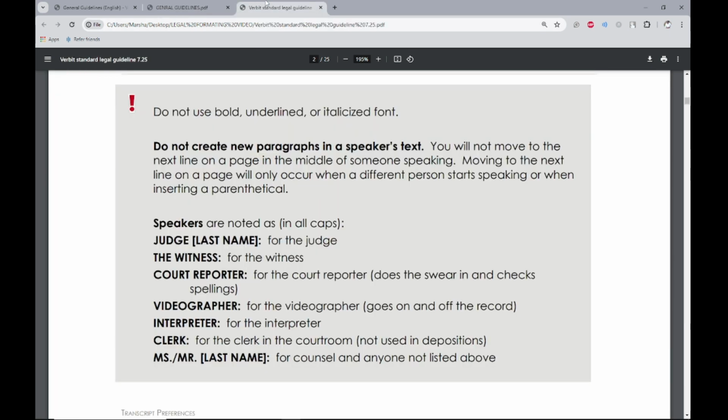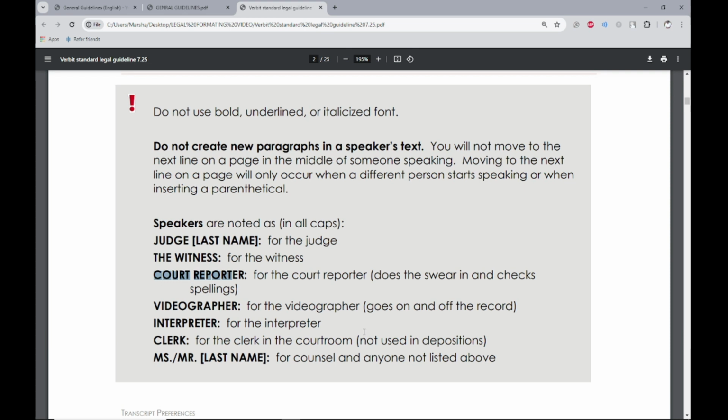Right, so let's go back here. The court reporter does the swearing in and checks spellings. So when you hear someone swearing in the witness, most probably that will be the court reporter, but it's not always. Even the court swears in the witness, and also sometimes even the videographer will swear in the witness. So you have to be very keen and understand who is speaking.